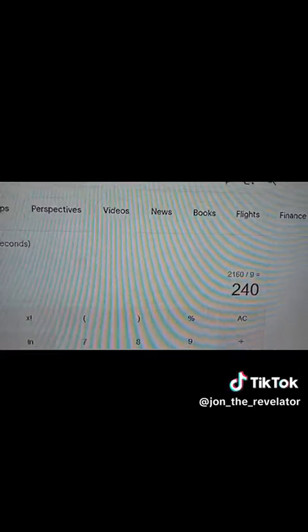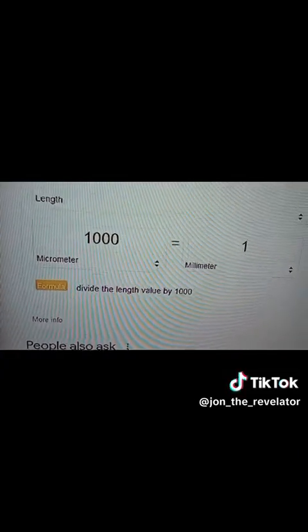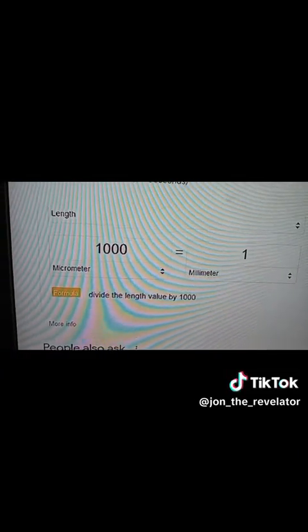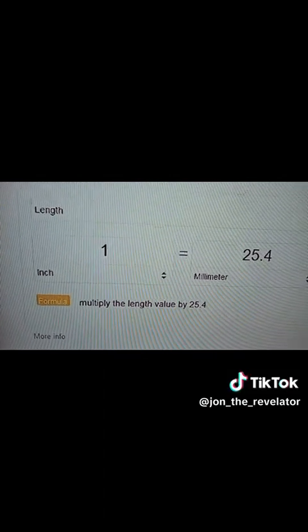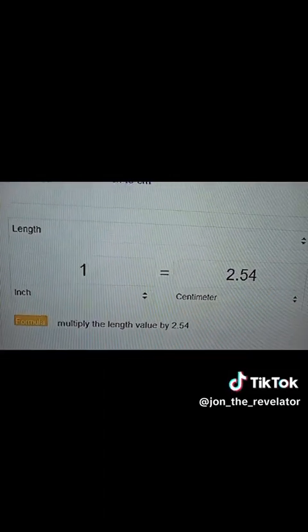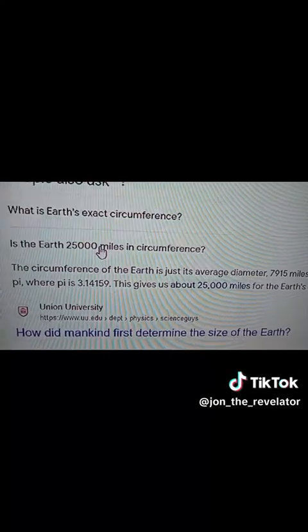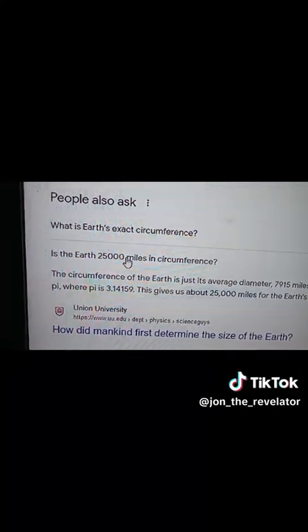Now Earth spins 1,000 miles per hour. There's 1,000 micrometers in 1 millimeter. There's 25.4 millimeters in 1 inch. And 1 inch is 2.54 centimeters. Our circumference is 25,000 miles around. I'm just getting the basis of our measurements. This is why they fit together. Note that all these numbers are really close, but they're on different scales.